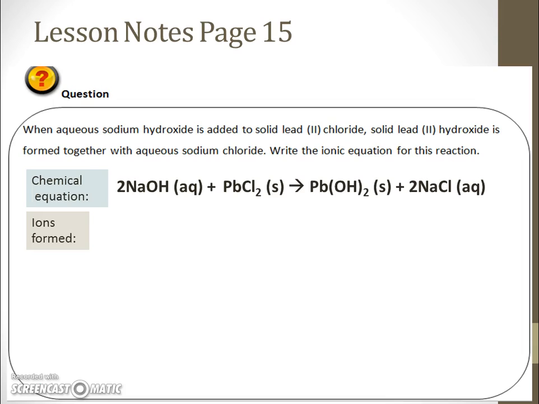Then we start by writing the ions. So we only need to write those in aqueous state. Here there's a number 2 in front, so we need to know that there is 2 sodium as well as 2 hydroxide ions. So we'll split this sodium hydroxide up. So we have 2 sodium ion plus 2 hydroxide ion because they are in aqueous state.